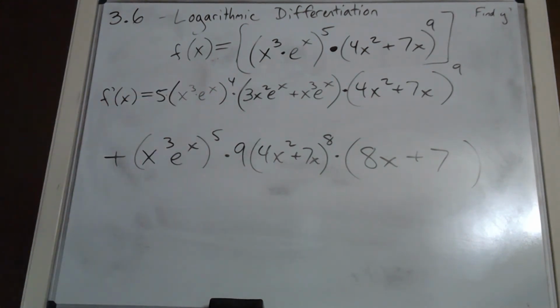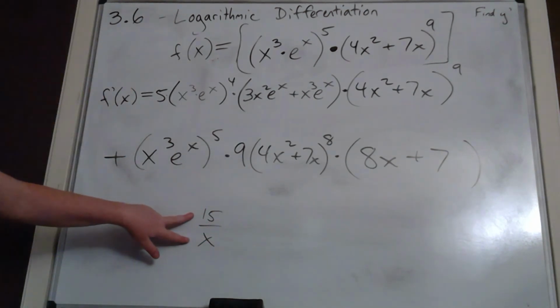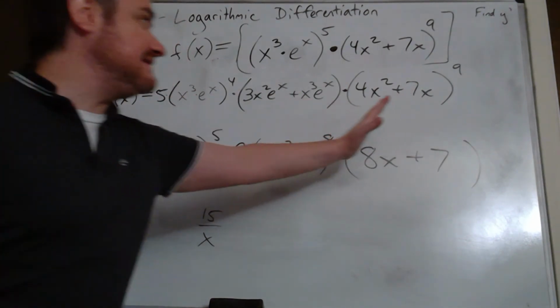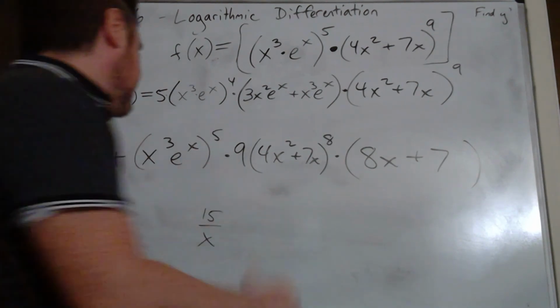Okay. Is this the same as what we had? I don't know. Challenge yourself. Do it. Yeah. Some things are going to look a little bit different. So the previous one had a 15 over x, right? A 15 over x somewhere. And that's a little bit weird because none of this has any x's in the denominator.